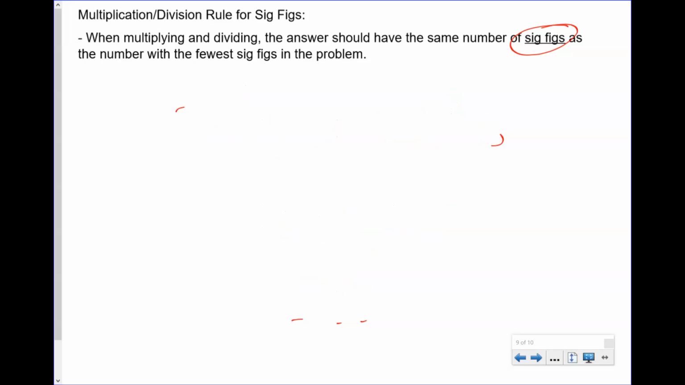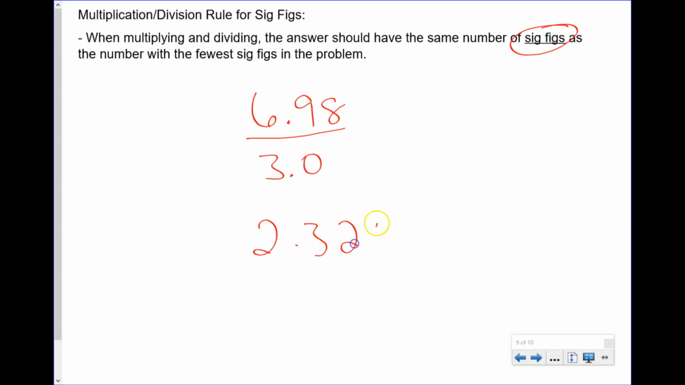Okay, let's do a few more. What if we have a fractional problem like 6.98 divided by 3.0? So we do the math. That's division. 6.98 divided by 3.0 equals, I get 2.326666 repeated.